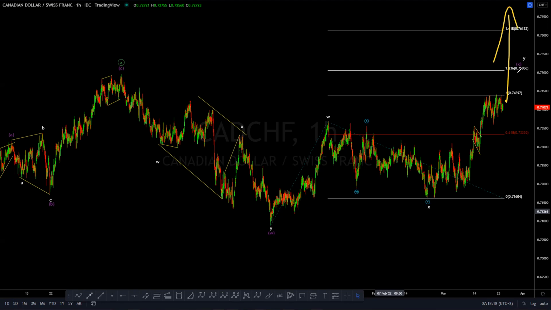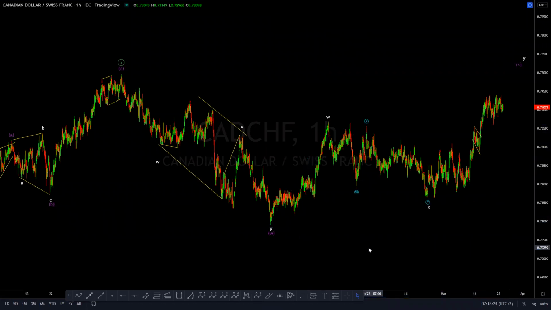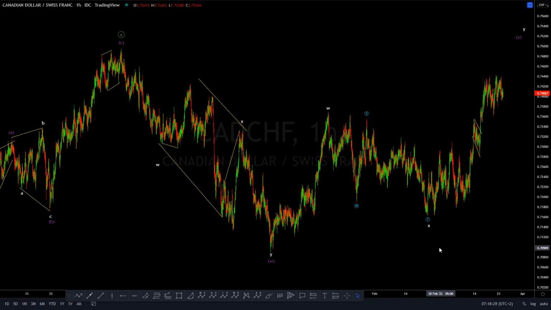Do we still expect a wave Y lower after that? Or do we then say this move to the upside is done? Okay, so these are some of the questions that one needs to ask themselves when doing analysis and when verifying whether the count that they have is right and whether one can or should change their view.